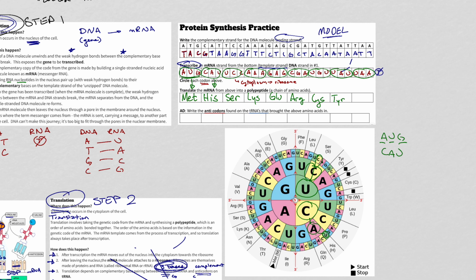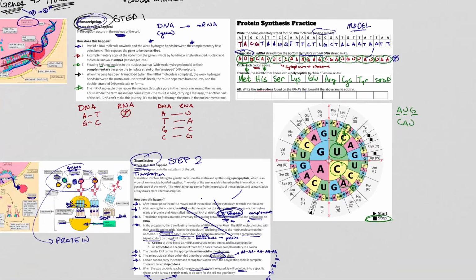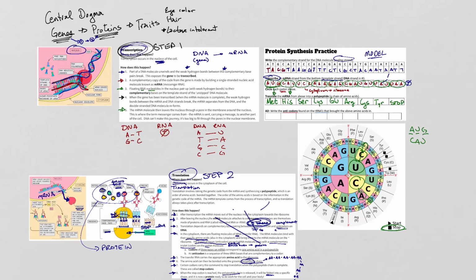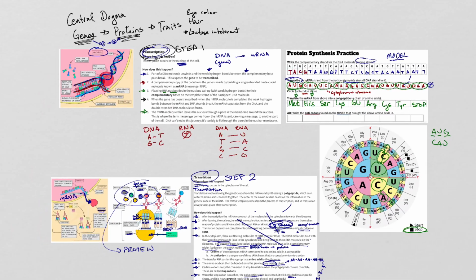But instead, there's a little square that shows up. That is our stop codon. Stop is not an amino acid, but it's just a clue for your ribosome to say, hey, we're done making our polypeptide chain. Let's let this polypeptide chain go. All right. And that is the gist of protein synthesis.